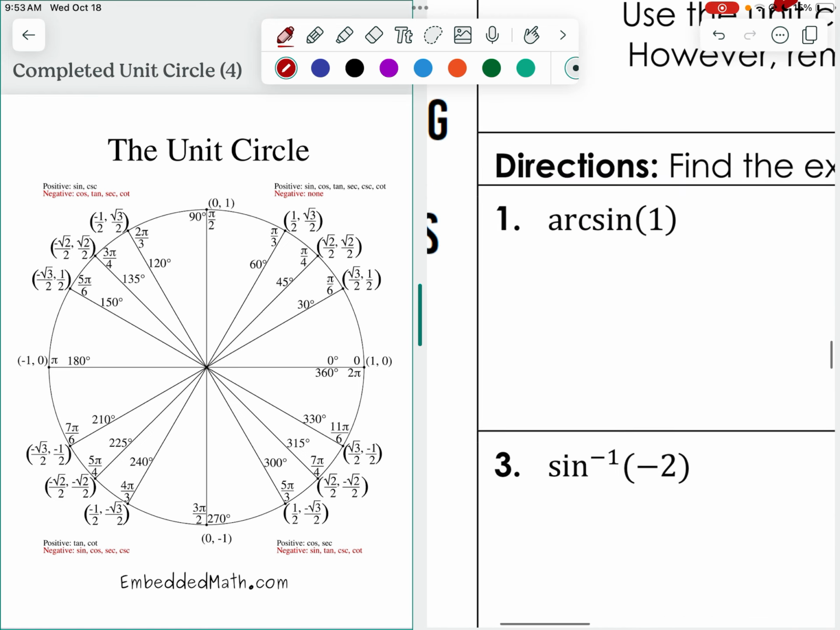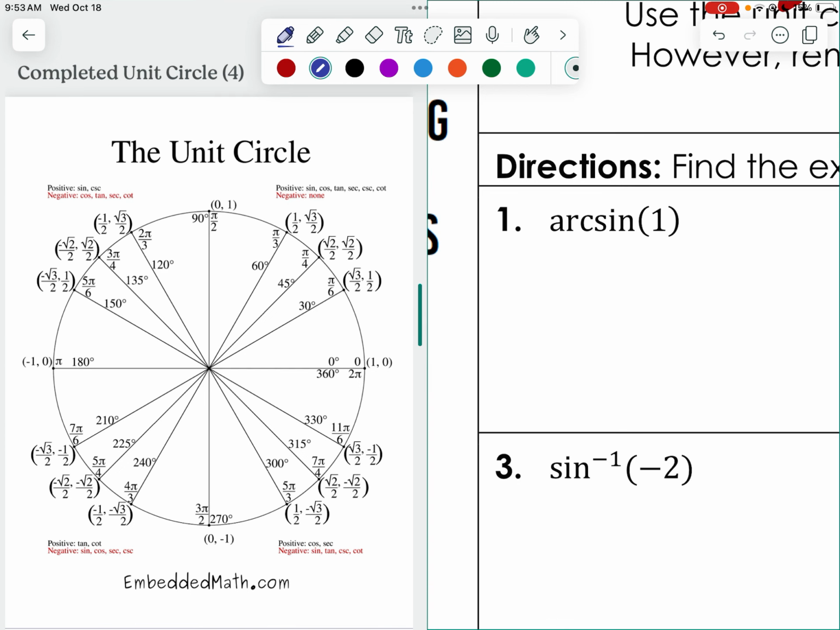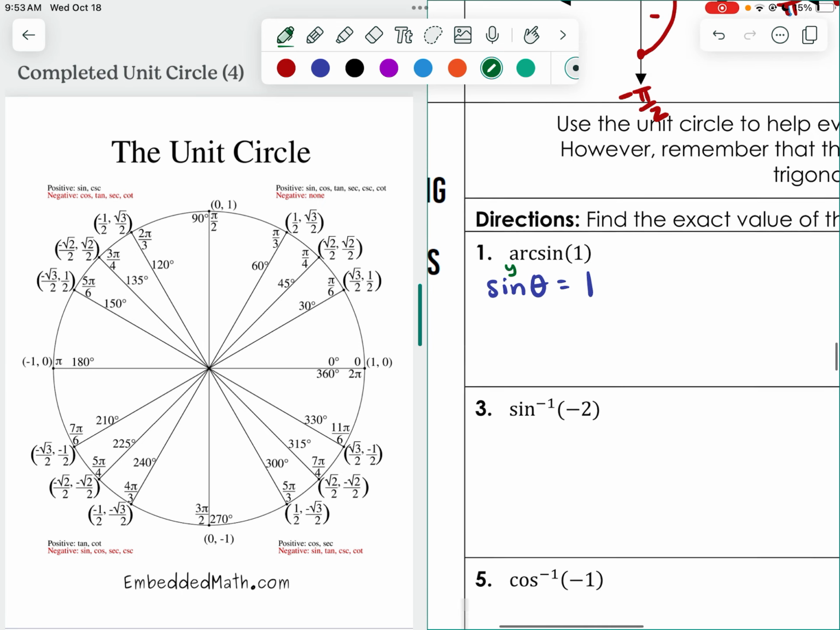So arc sine is the same as inverse sine, so it doesn't matter if you see that little -1 or arc sine. We write this as the sine of what angle equals 1. So you're looking for an angle, degrees or radians, doesn't matter. We're just thinking, okay, sine is a y value.